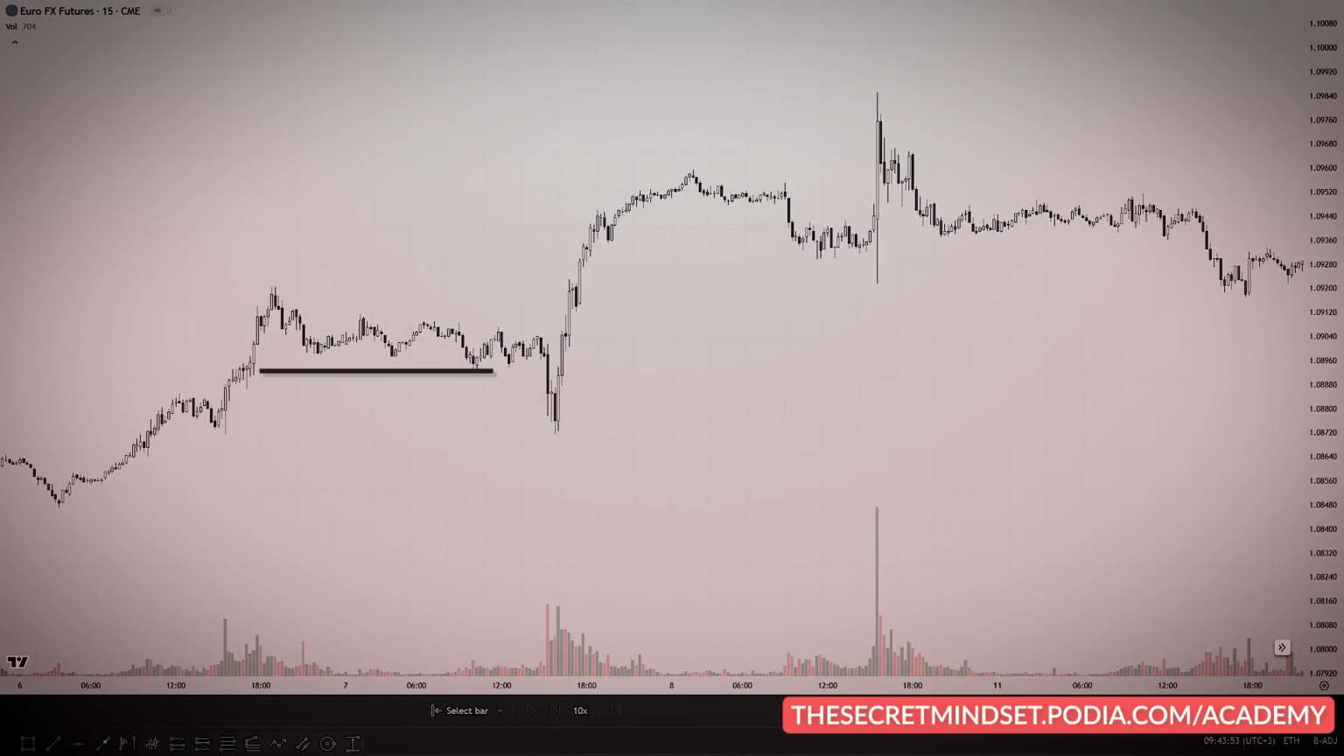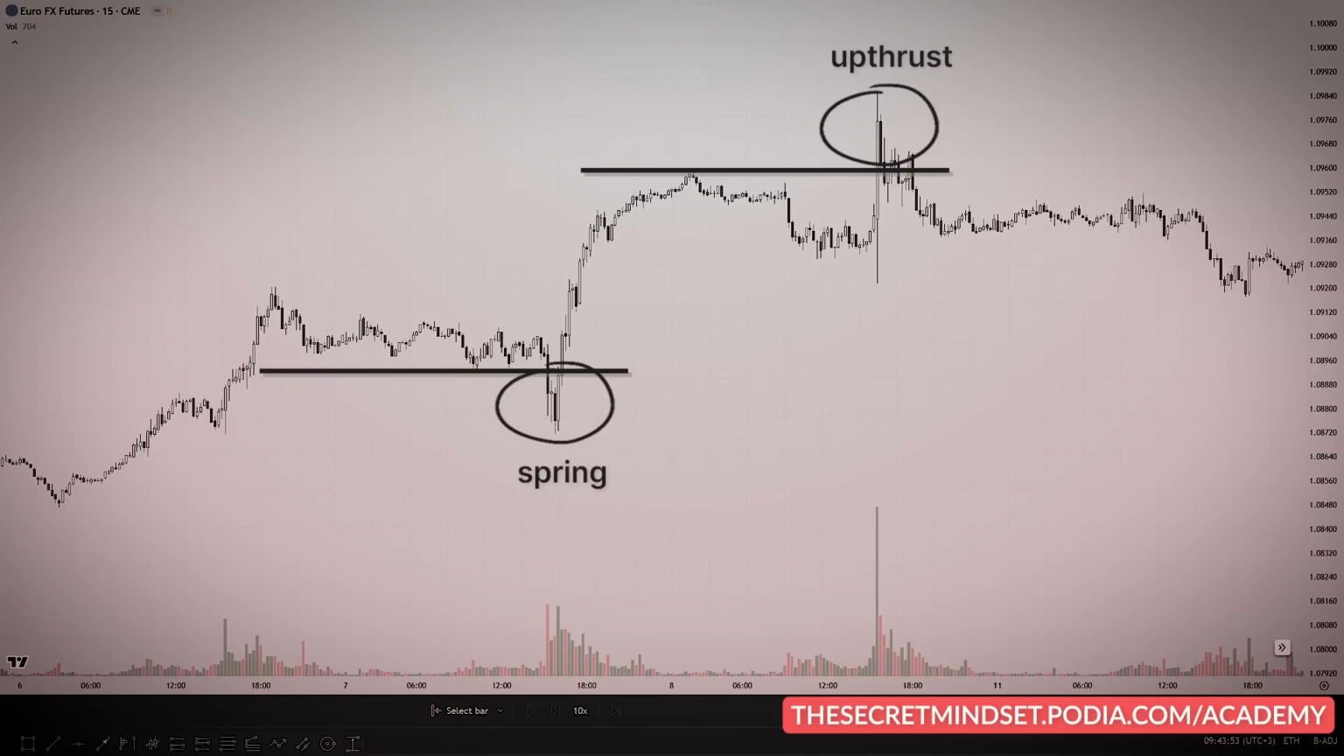The Composite Man links to other Wyckoff ideas. Springs and upthrusts are often the work of the Composite Man. We'll talk about these in a minute.